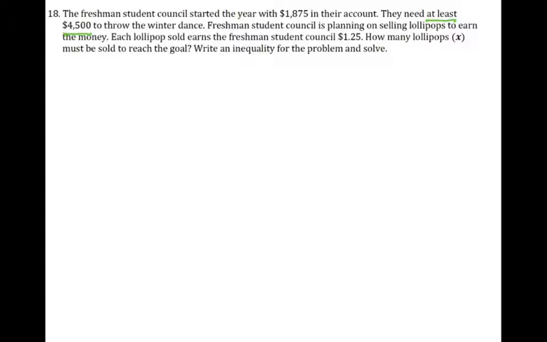Okay, so they're selling lollipops for $1.25 each. So I'm going to go ahead and write 1.25 times x. That'll tell us how much money they make for the lollipops. They already have $1,875 in their account. So plus 1,875. And they need at least $4,500. So at least as an inequality is greater than or equal to $4,500. And there is my inequality.